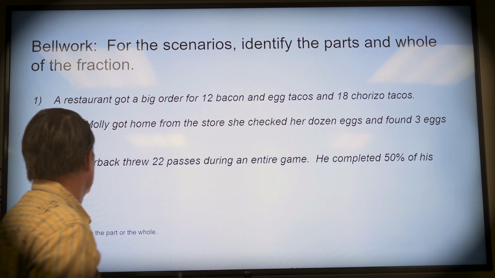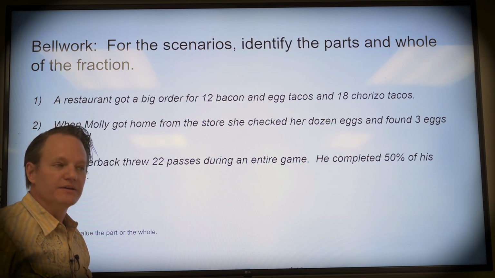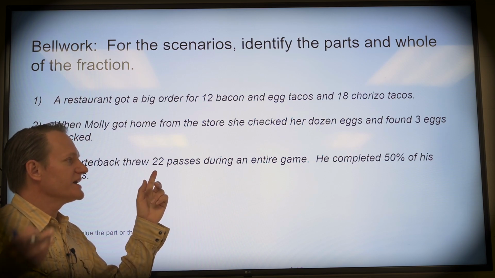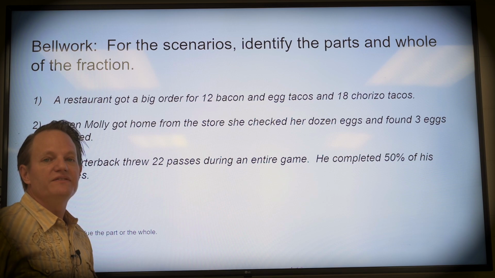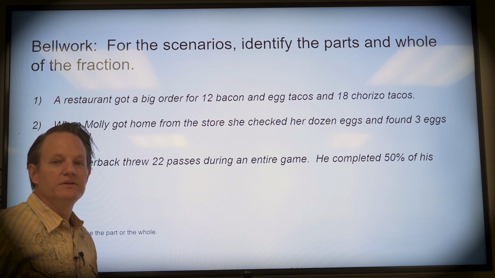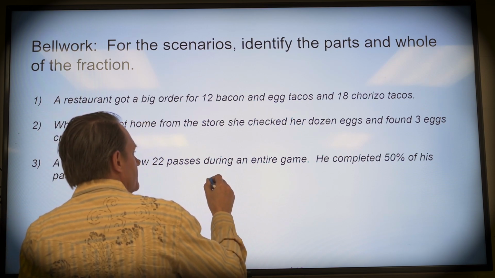Looking at one with a football example. A quarterback threw 22 passes, he completed 50%. How many passes did he complete? There are 22 passes he threw, completed 50% of them. What is half of 22? Well, it's going to be 11. So there were 11 passes that were completed.